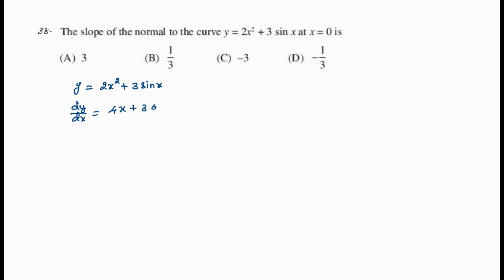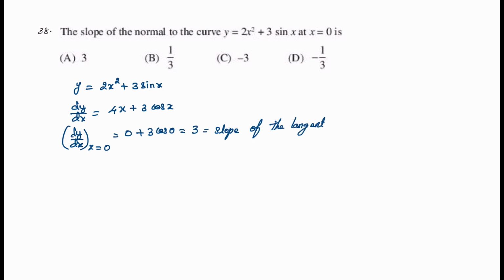4x plus 3 cos x. Now we will find dy by dx at x equal to 0. First term is 0. 3 cos 0. Cos 0 is 1. So the answer is 3. This is slope of the tangent. We have to find slope of the normal.